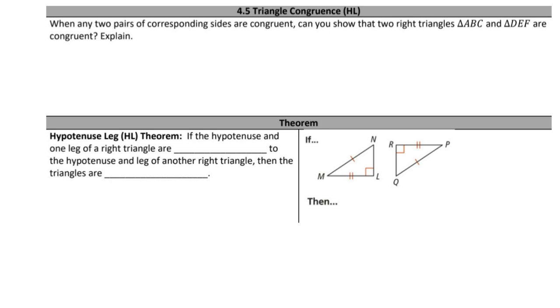into the theorem of HL theorem, which stands for hypotenuse leg. Okay, so this brings you back to right triangles. So what I'll actually draw up here is a right triangle. This is your hypotenuse. This is leg A, and this is leg B. Okay, just to reiterate those things. So it says if the hypotenuse and one leg of the right triangle are congruent to the hypotenuse and leg of another right triangle, then the triangles are congruent.